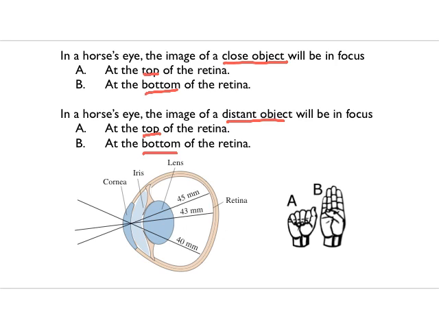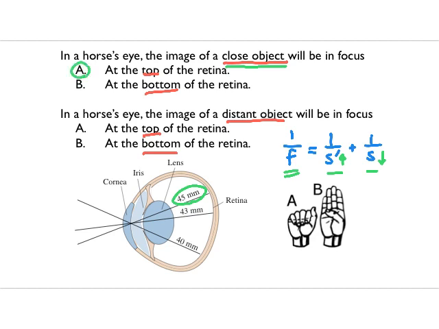Now let's take a look at our basic relationship for lenses and images. It's this: 1 over f is equal to 1 over s prime plus 1 over s. If the distance s decreases, the distance s prime is going to increase. Because in the case of the horse's eye, the focal length stays the same. It doesn't change the shape of the lens of its eye. So small values of s are going to correspond to big values of s prime, given our mathematical relationship. What that means is a close object will be in focus at a long distance, and the long distance is at the top of the retina.